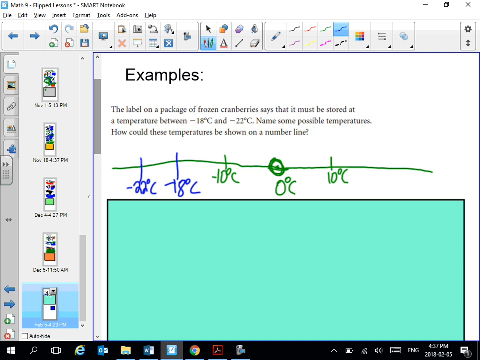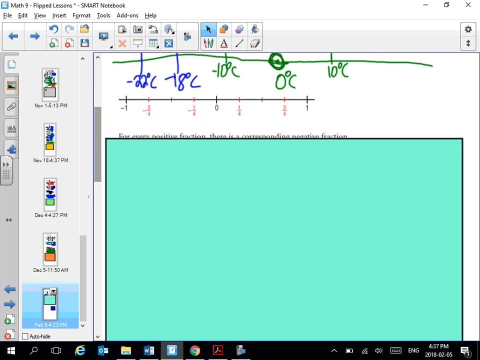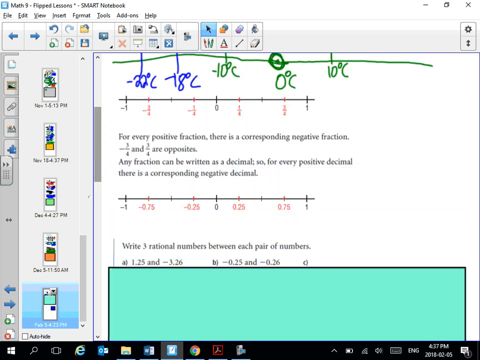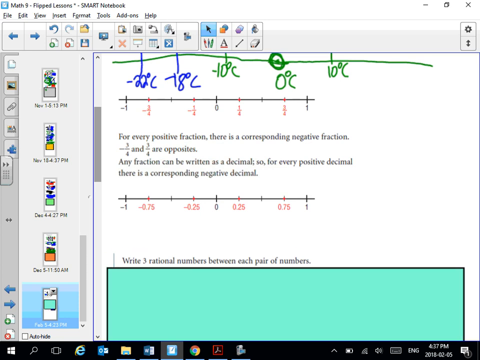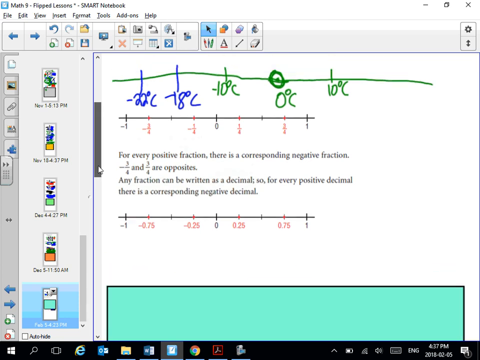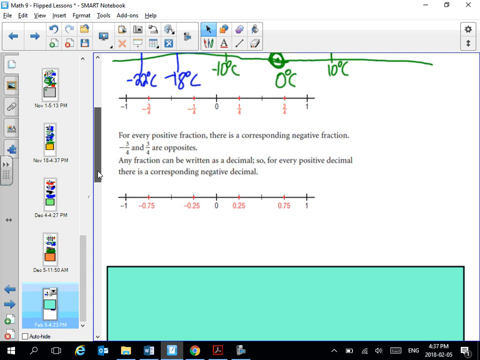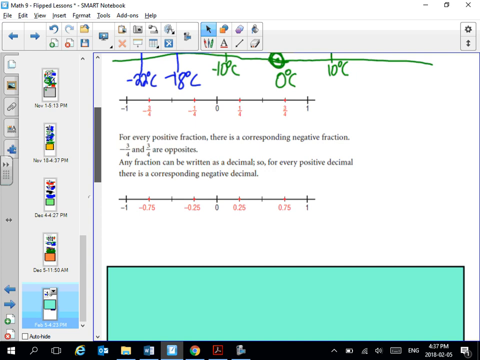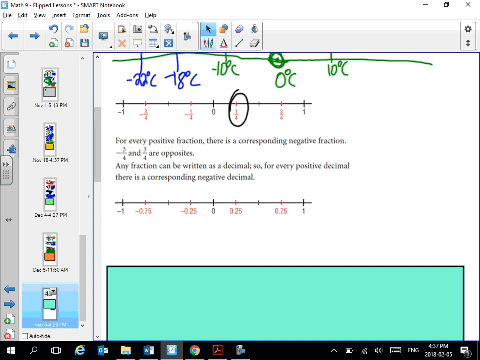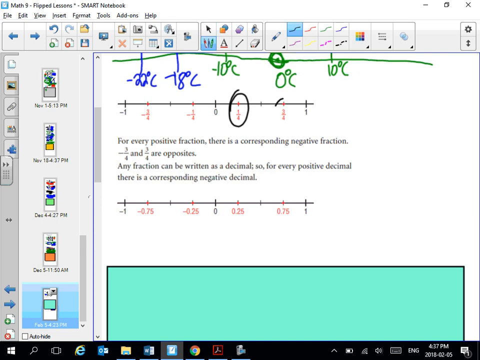Okay, the next example, and these are all pulled right out of the textbook. You can go ahead and follow along in the textbook if you want. I'm going to go ahead and bump this down. This is looking at how negative numbers work on a number line. You can see they've got a couple examples here. They have 1/4 and 3/4, as well as -1/4 and -3/4.